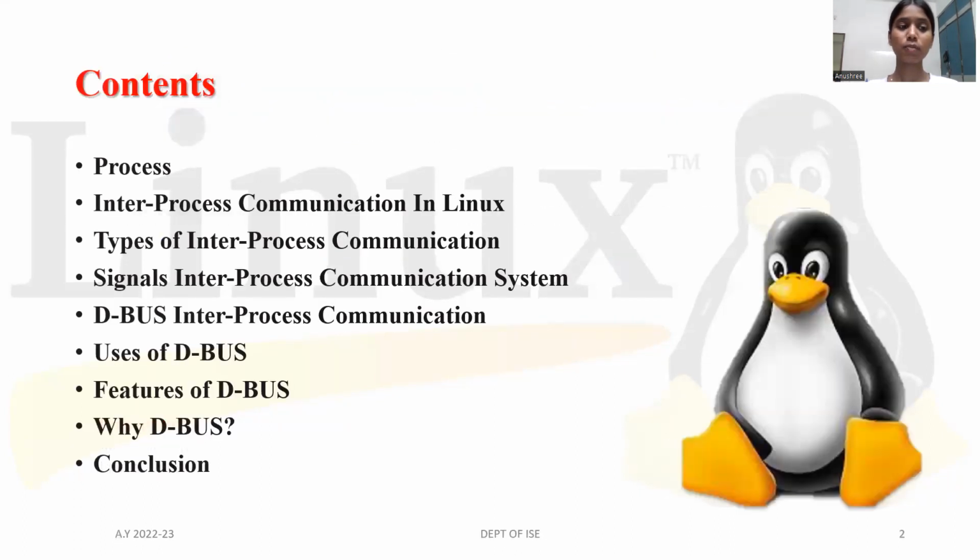Contents. Process. InterProcess Communication in Linux. Types of InterProcess Communication. Signals. InterProcess Communication System. Dbus InterProcess Communication. Uses of Dbus. Features of Dbus. Why Dbus and conclusion.